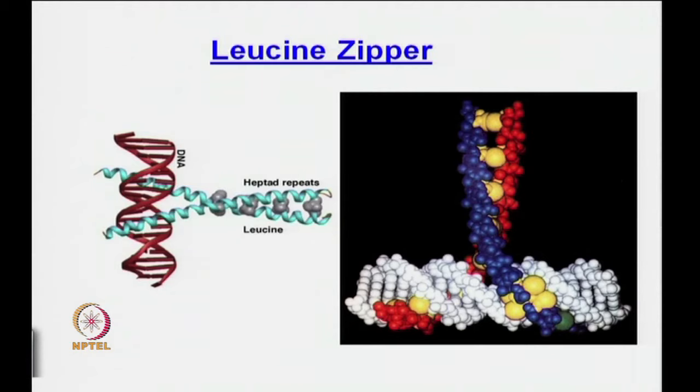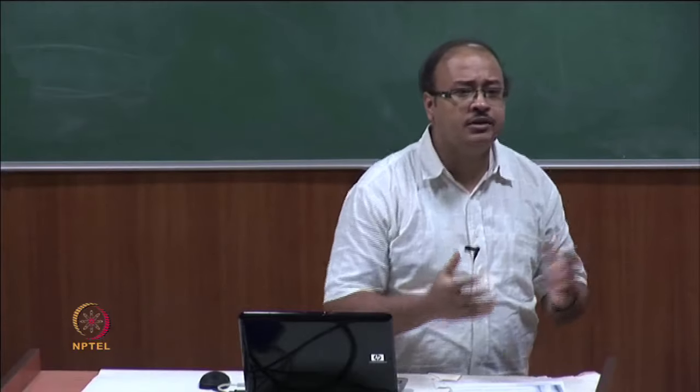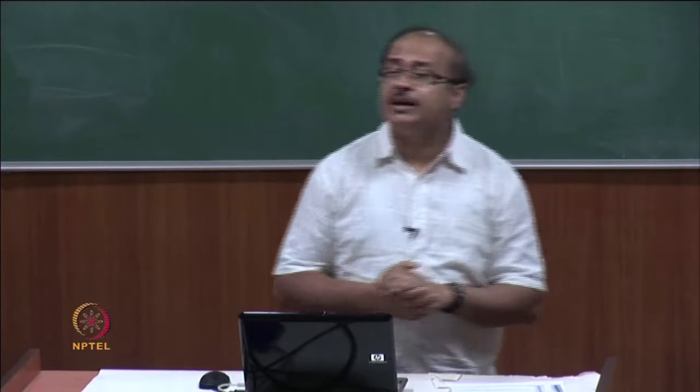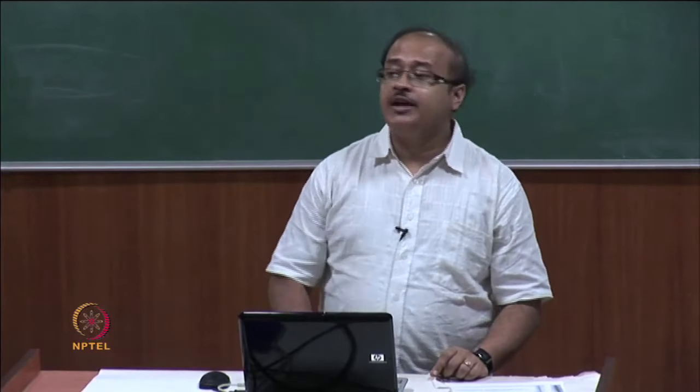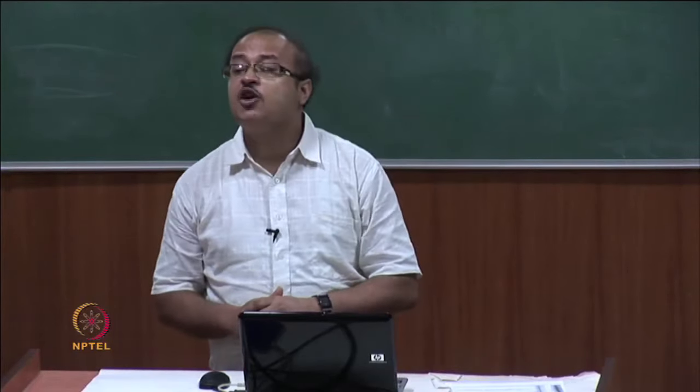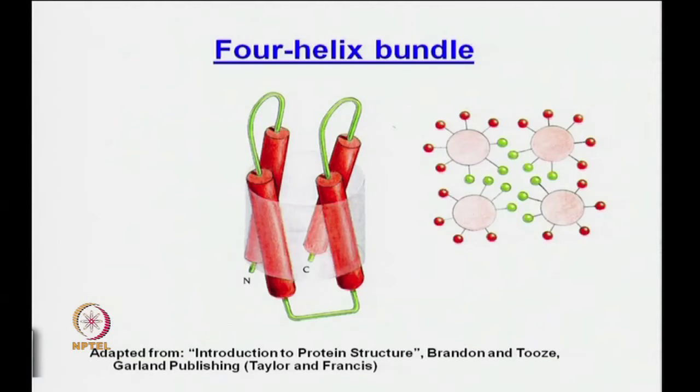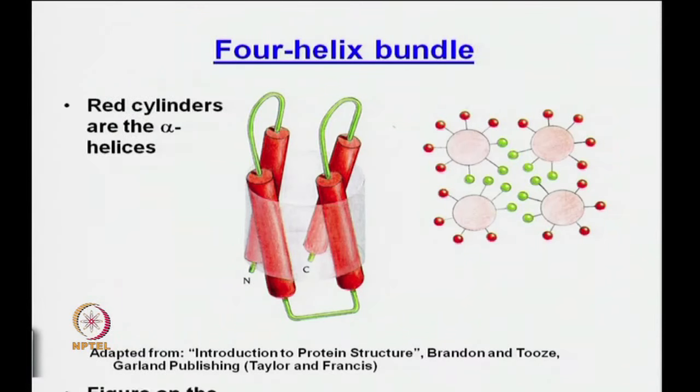But the question is, is this the only type of arrangement we have when it comes to helix packing? So, let us look at it. Another very common helix packing is this 4-helix bundle. You can see here the red ones are your helices, and these are like the topology diagrams. You are representing helices as cylinders, and you have 4 helices forming a bundle. Okay. So, the red cylinders are the alpha helices, as I said.